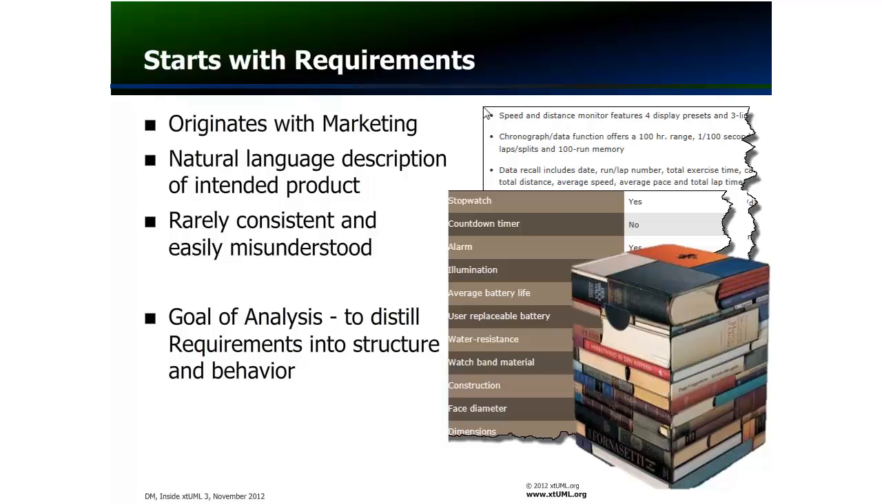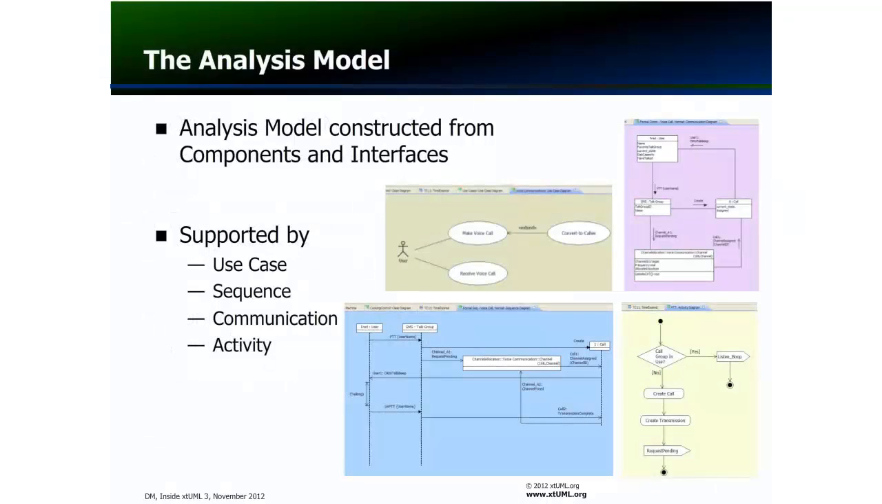So the goal of analysis is to distill the requirements into an alternate form, in this case a set of diagrams and procedural statements that describe the structure and actions of the system in a consistent way and with improved comprehension. This set of diagrams and statements that form the analysis model includes a structural description contained in component diagrams and interface definitions, and the behavioral description, which is typically presented through use case, sequence, communication, and activity diagrams.